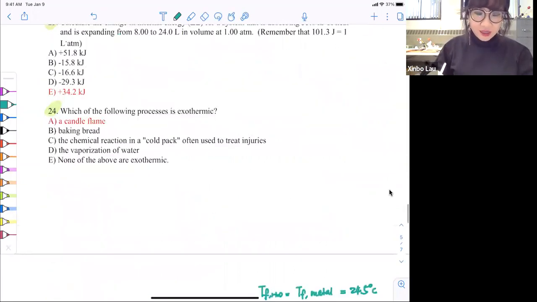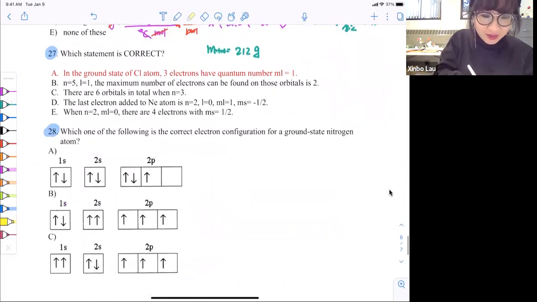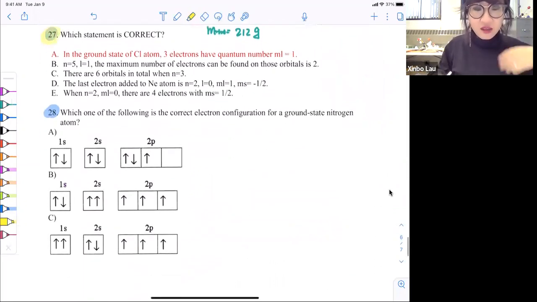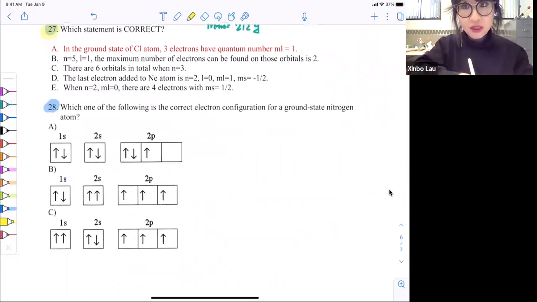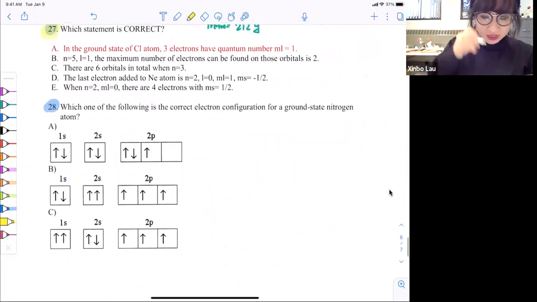So the next question is a very good question. Question 27. You really need to understand your quantum numbers, then you'll be able to do this type of question. Now I'm going to explain each choice. Let's see choice A. That's a correct choice, but let's see why it's correct.